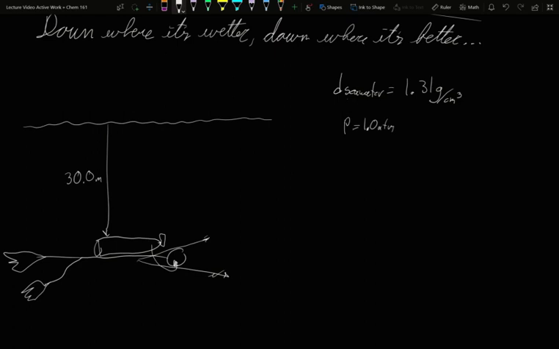In this problem, we're going to take a look at the pressure on a diver under the sea. So we've got a scuba diver here. He's only down around 30 meters. In fact, he's precisely at 30 meters. Here we give you the density of seawater. It's 1.31 grams per cubic centimeter.